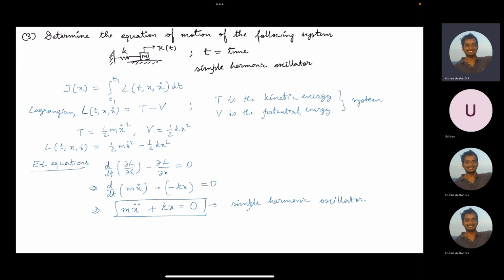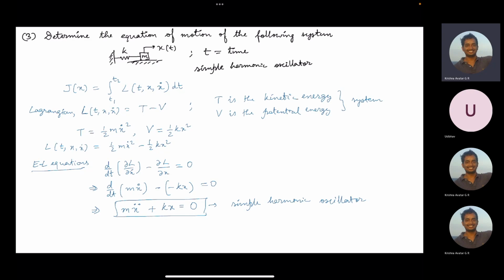Now let me extend this problem further. Here we have a vibrating system consisting of two masses, m1 and m2, with two springs, k1 and k2, attached. The individual displacements of the masses m1 and m2 are given by x1 and x2 respectively.